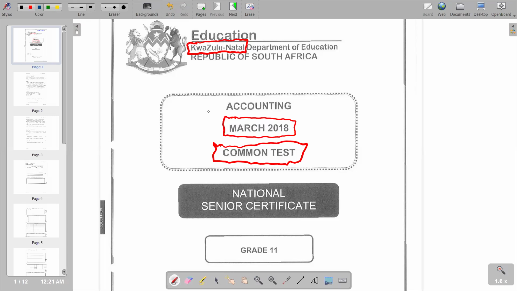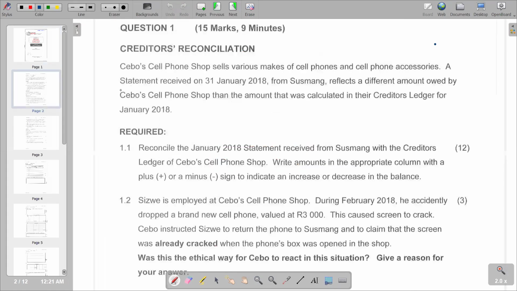In this video, we want to look at a common test of March 2018, a common test from the province of KwaZulu-Natal. We are going to start on the first question on that first question paper, which is on creditors reconciliation. So this is the question that we have.